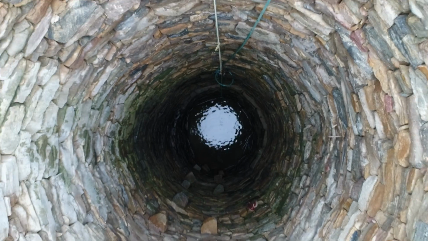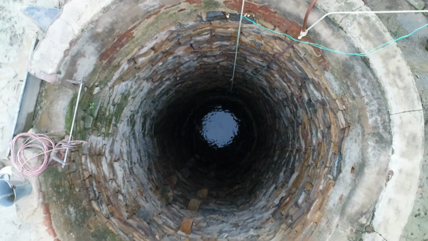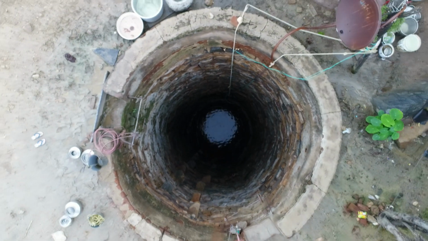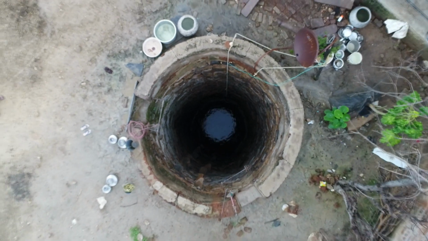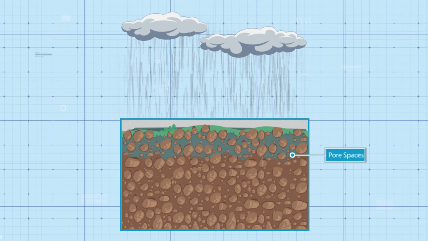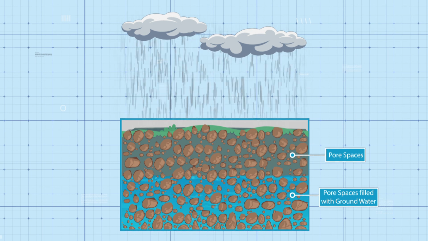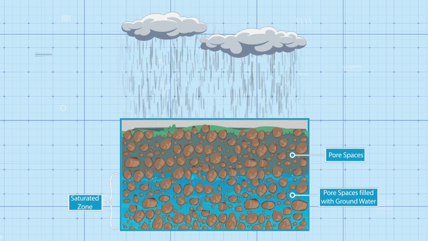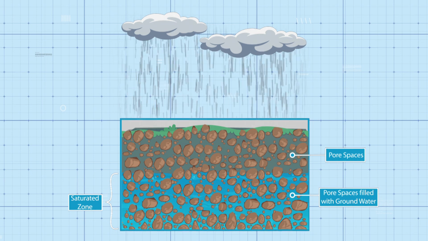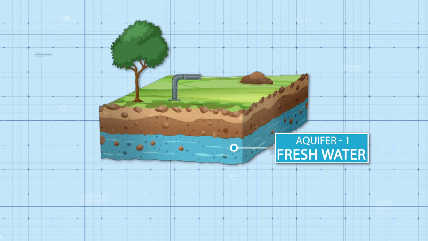Have you ever wondered where the water that we get through the wells comes from? To know this, let us first see how rocks occur underground. Below the ground, the rock units generally occur as layers stacked one above the other. Some of these rocks have openings within them called pores, and these pores may be filled with water. Such rock units which have pores filled with water and are capable of yielding water are known as aquifers.